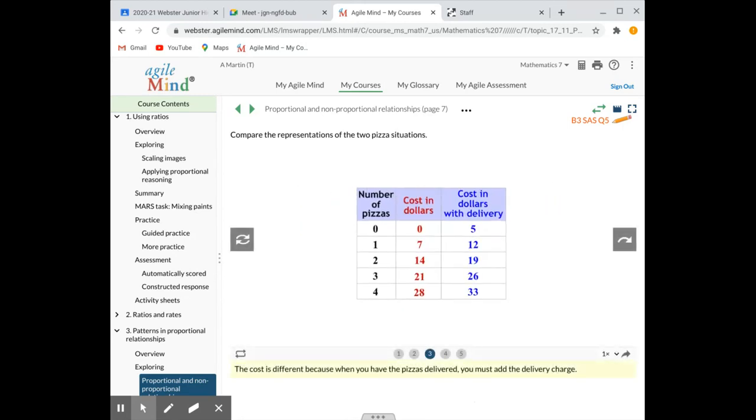All right, so this one says compare the representations of two pizza situations. Looking at these two pizza situations, what do we notice, Isamian? We noticed that 0 pizzas cost $0, but every cost with delivery is $5. Okay. So the pizza cost is the same, right? Yes, but the cost with delivery is $5. Correct. Good job.